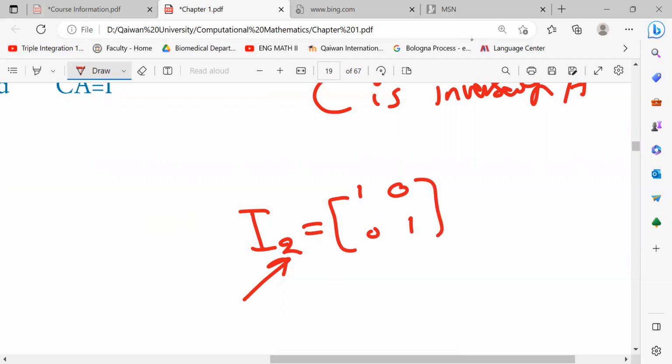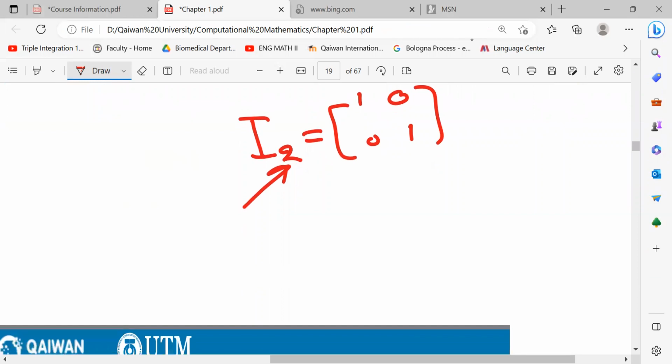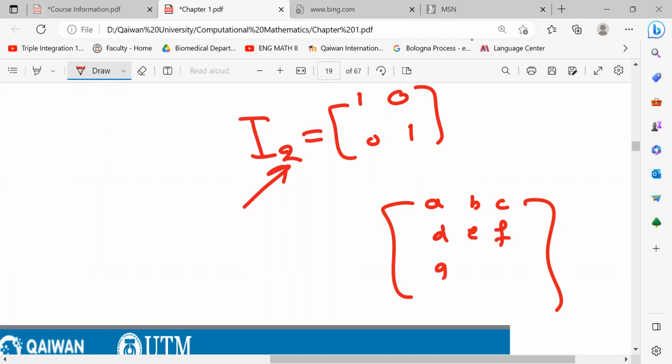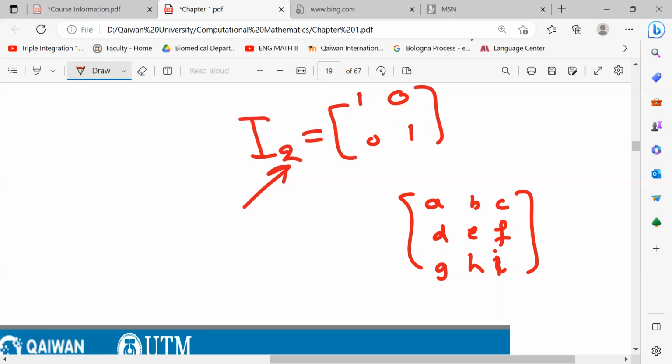In a matrix, we have two diagonals: the main diagonal and the second diagonal. As you see, if you have this matrix, A, B, C, D, E, F, G, H, I, you have two diagonals. This diagonal is called the main diagonal. This is the main diagonal.